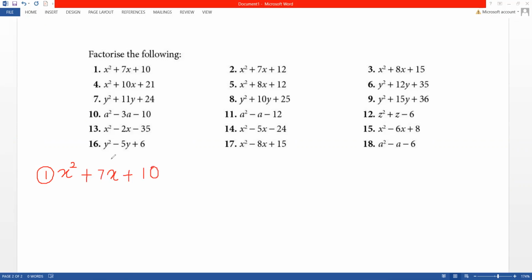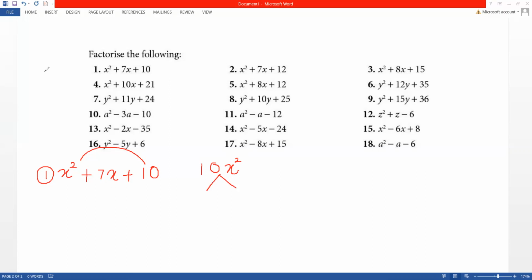The first step is you multiply these two, the power term and the number. So when you multiply 10 times x squared, you get 10x squared. Now your next step is to divide this 10x squared into two parts. When you multiply, you should get 10x squared, and when you add or subtract, you have to get the middle number. The middle number means the 7x.